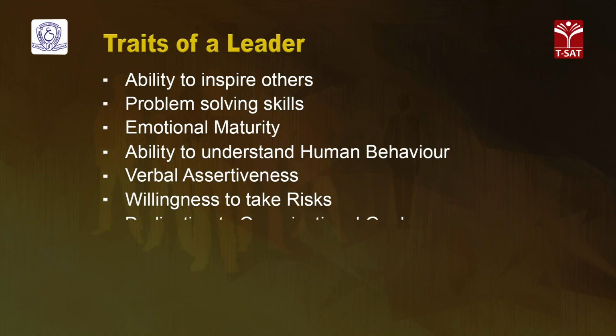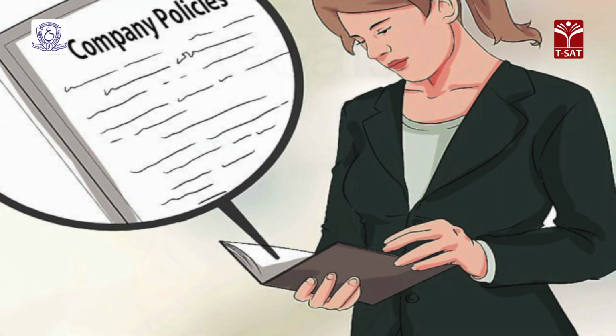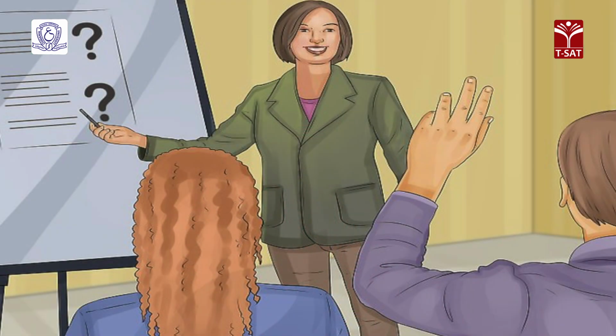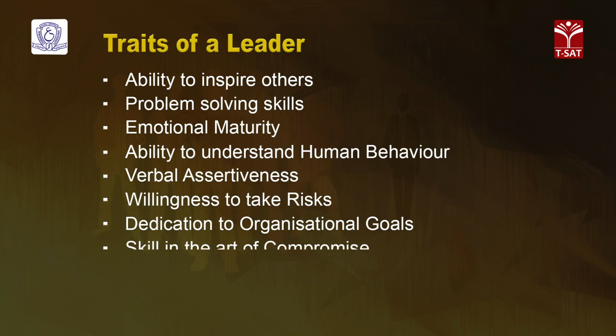Next, dedication to organizational goals. A leader must demonstrate his dedication and commitment to the organization's mission, goals and objectives by hard work and self-sacrifice. He must make sure that his followers fully understand the organizational objectives and are equally dedicated and willing to work for these objectives. Next, skill in the art of compromise.